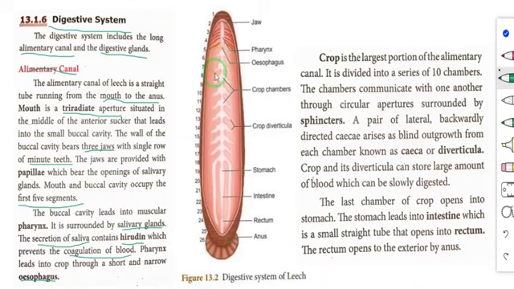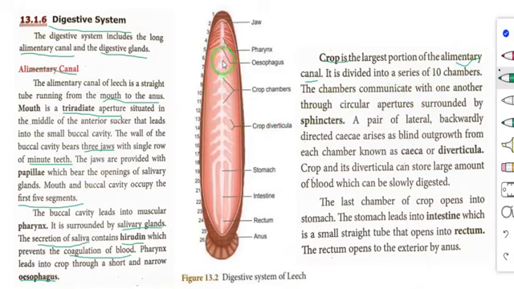Then the crop is the largest portion of the alimentary canal. So which is the largest portion of the alimentary canal? The crop. These are the chambers of the crop: this one, this one, this one. It is divided into a series of 10 chambers. So totally 10 chambers are present.